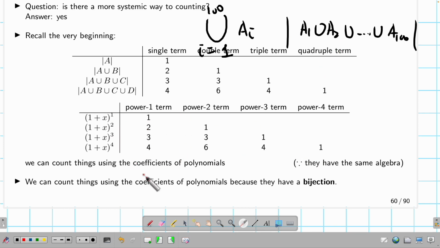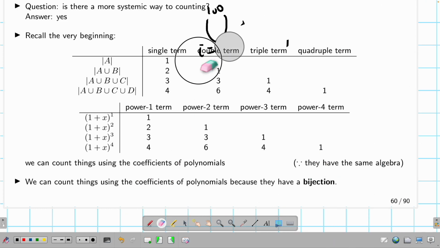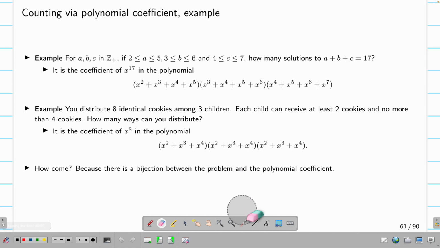Well, we can actually think of it as (1 plus x) to the power 100, and then you expand the terms. Then you can use it to count, for example, how many double terms? It will be 100 C 2, right? How many triple terms? It will be like this. So why does it work? Because there is a bijection. That means counting x is difficult, we can use y to count it. So what's the powerfulness? Now we are going to give you some examples of how this is powerful.